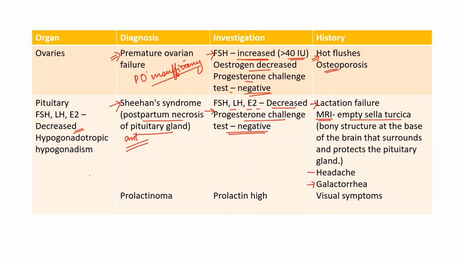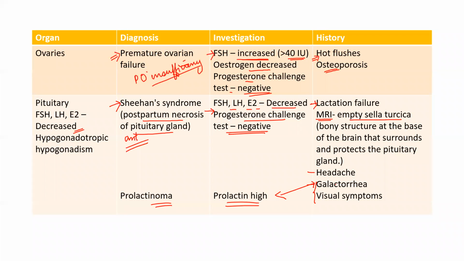Okay. So galactorrhea is of prolactinoma. So the next feature of the pituitary gland is prolactinoma. In that, the prolactin level will be very high. Okay. And the features are galactorrhea and visual disturbances.